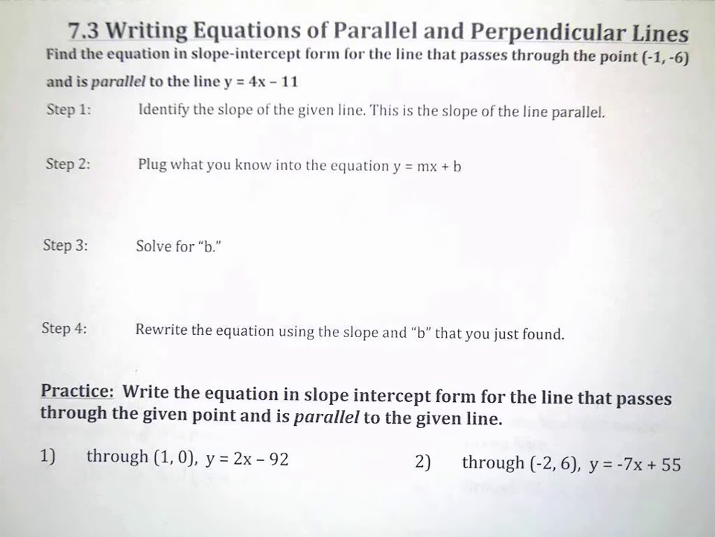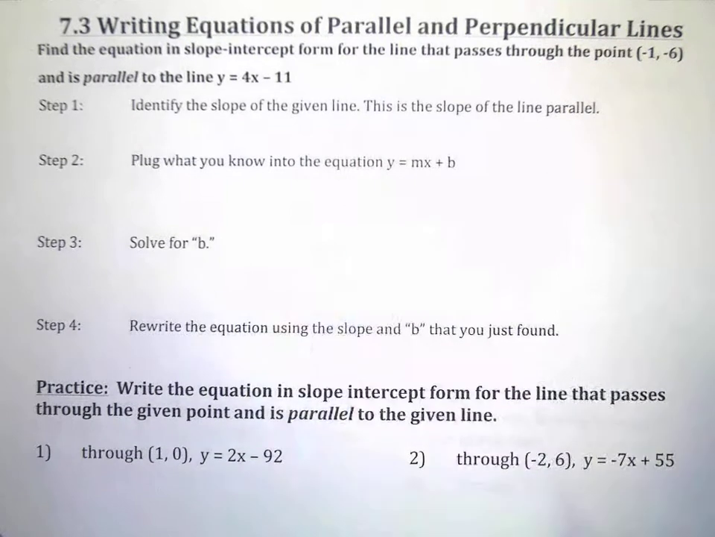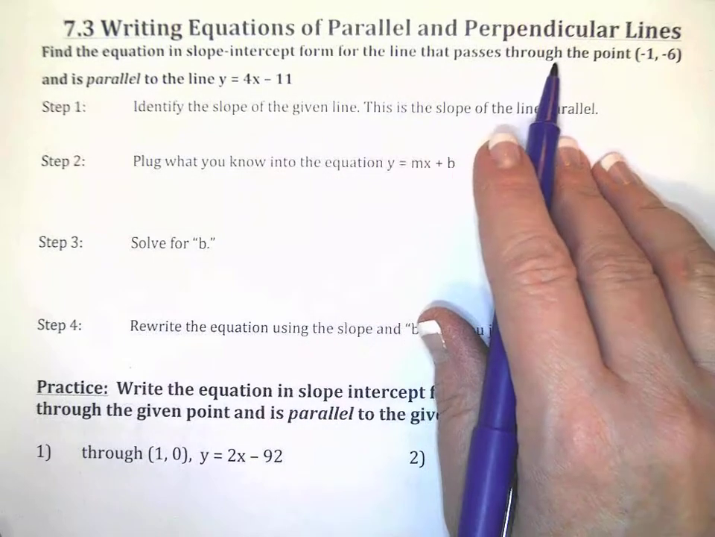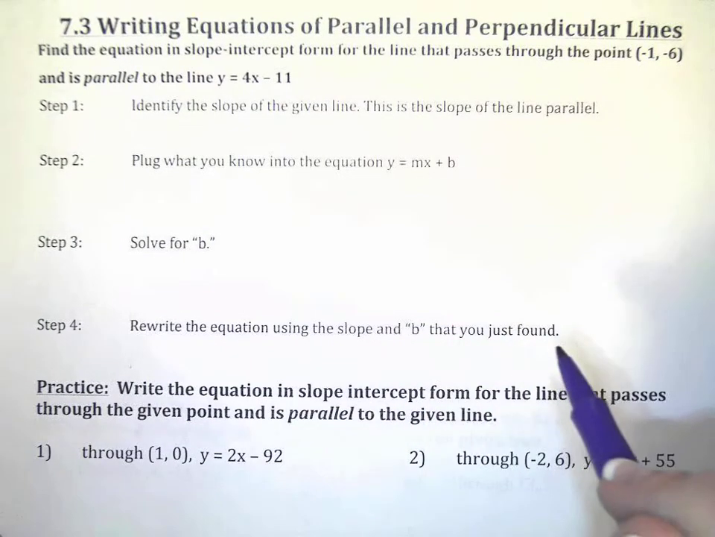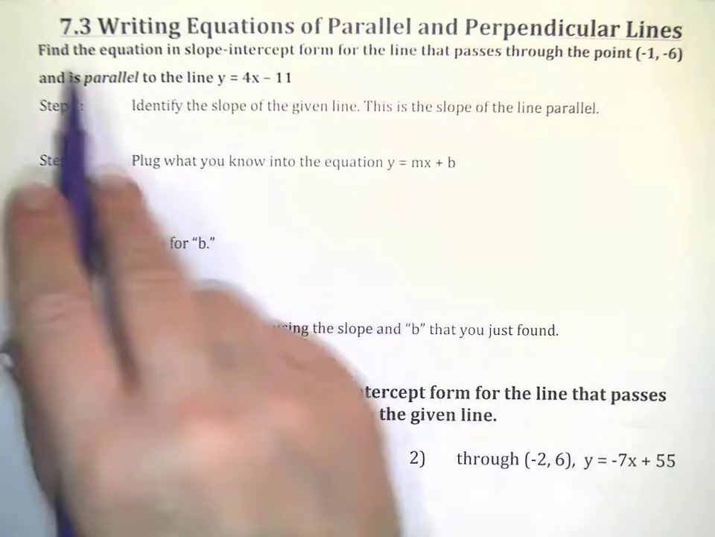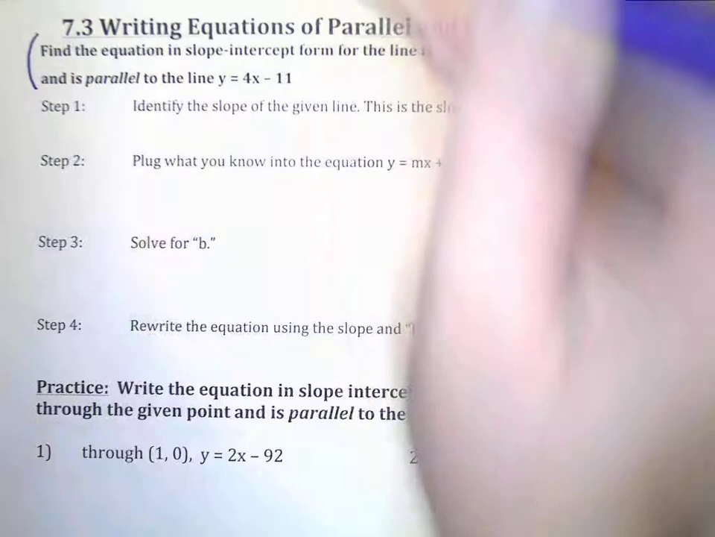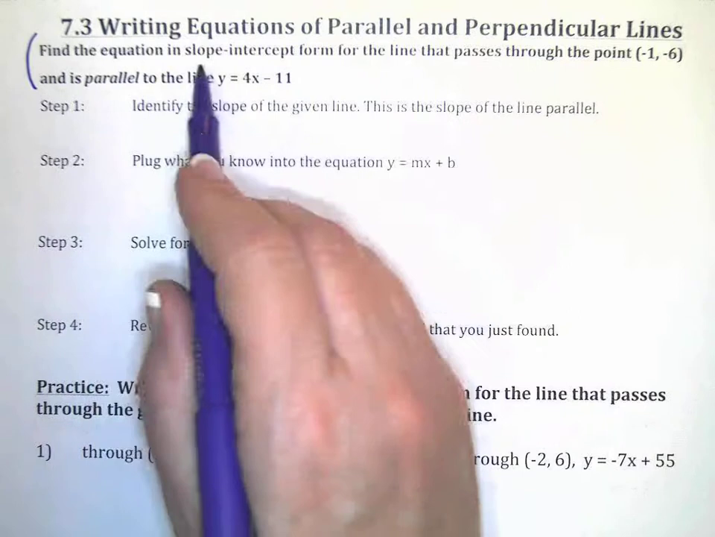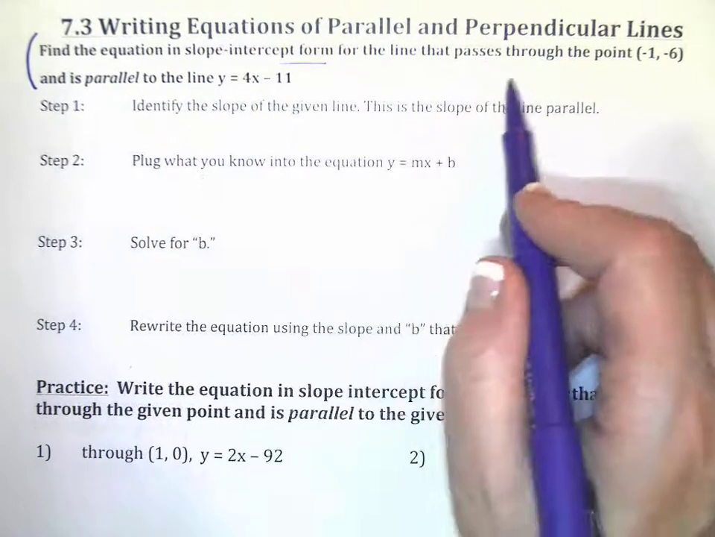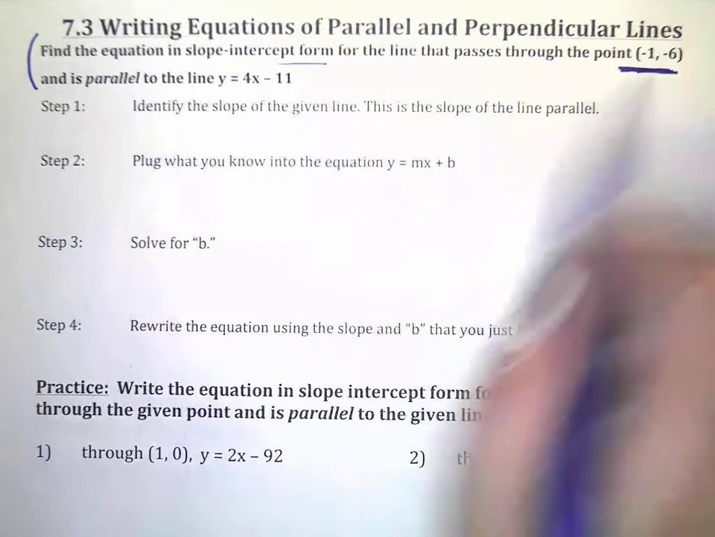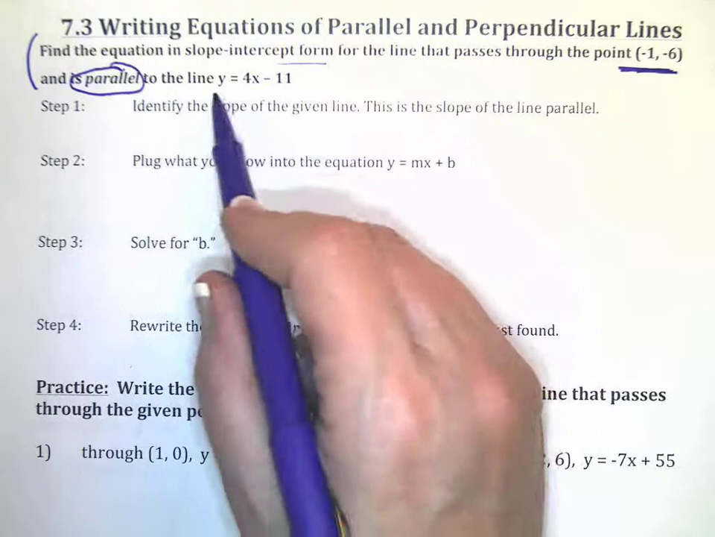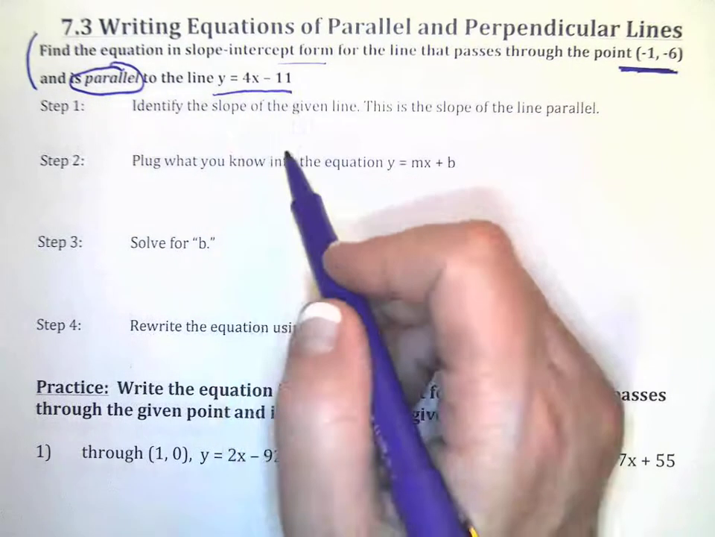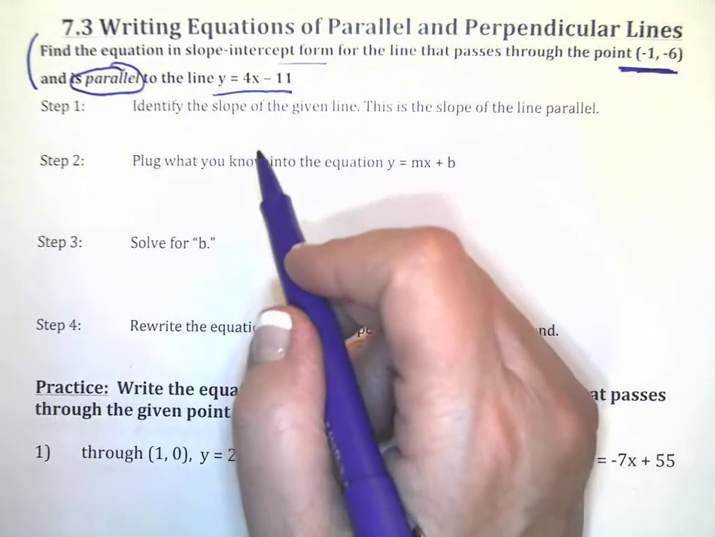Okay, this next section in Unit 7 is dealing with writing equations of parallel and perpendicular lines. So we're going to go ahead and start with finding equations of parallel lines. So in this example up at the top, the directions are to find the equation in slope-intercept form for a line that passes through this point and is parallel, I'm going to circle that word parallel, to the line y equals 4x minus 11. Let's go through the steps to find this equation.